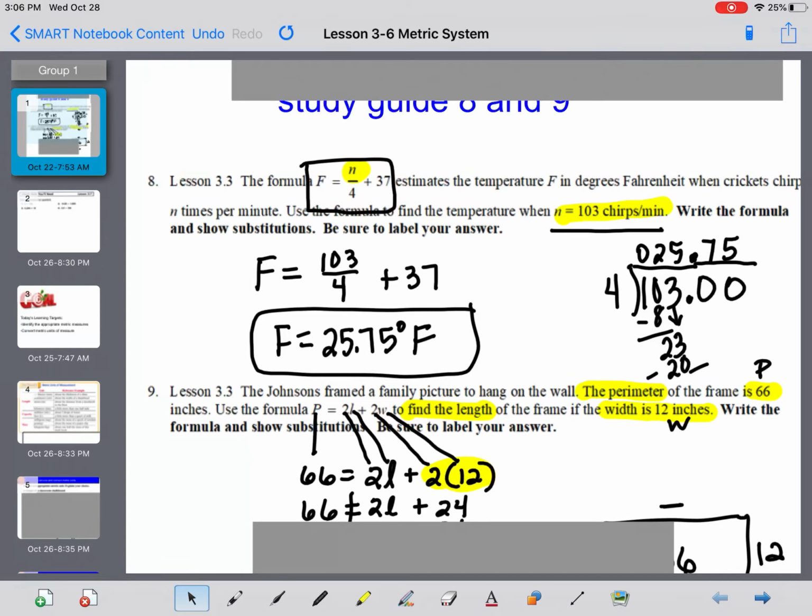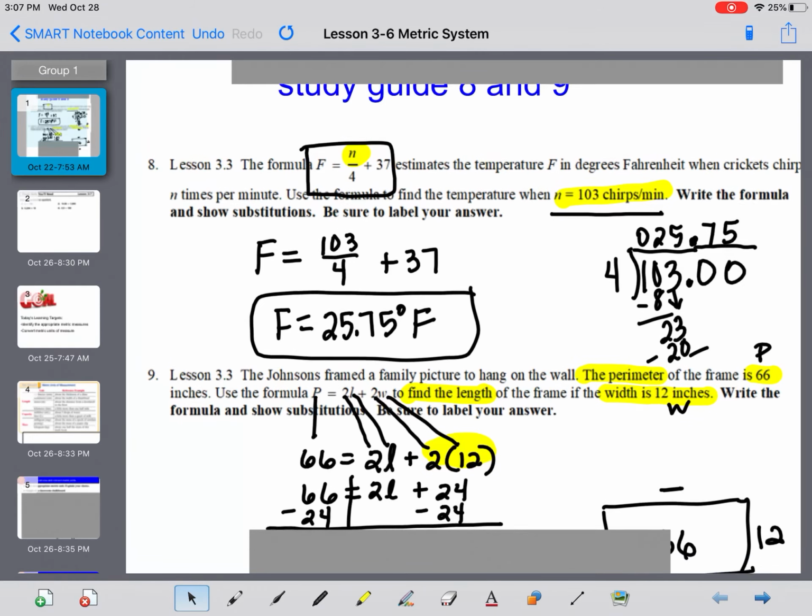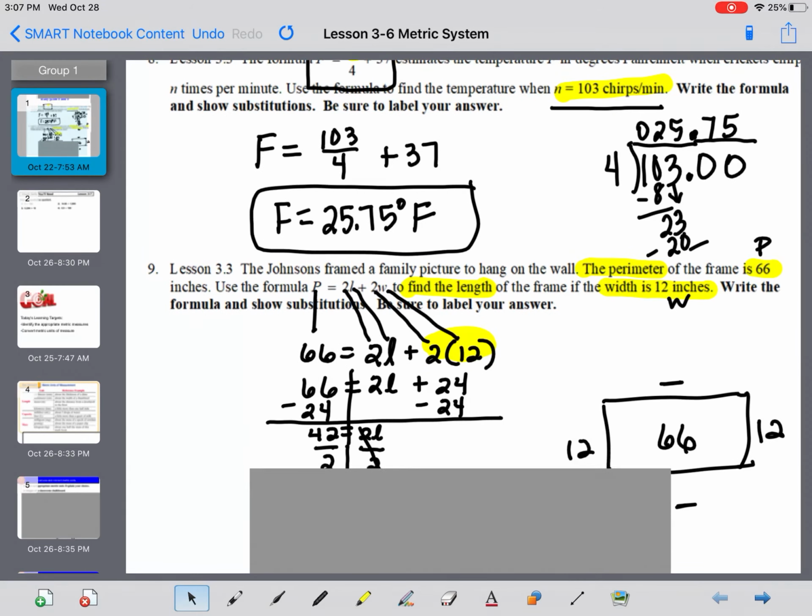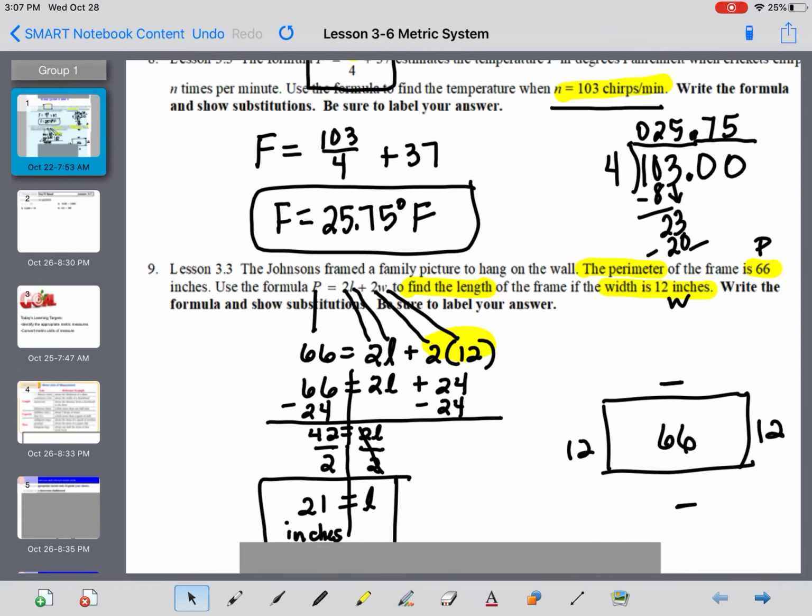In order to solve this one, I actually have to use inverse operations 2 times. The first thing I need to do is subtract 24 from both sides. When I'm done with that, I get 42 equals 2L. Now I need to use the inverse of multiplying L by 2, which is dividing both sides by 2, and I get 21 inches.